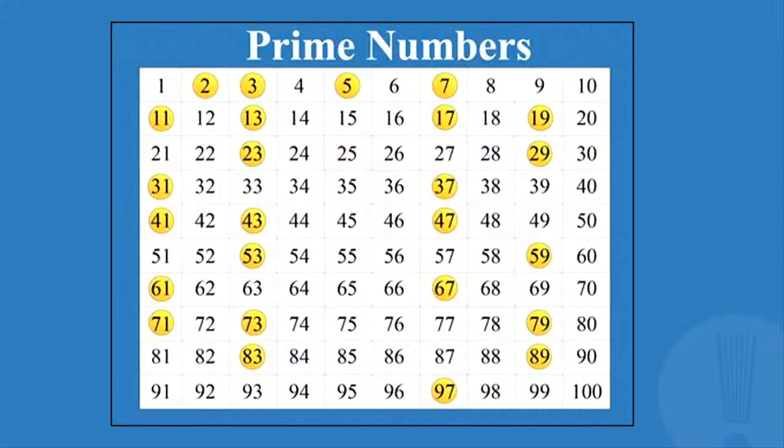So here's a list of all the prime numbers between 1 and 100. You'll notice that none of these can be divided by anything other than 1 and itself. Notice that none of them are even numbers, because all even numbers can be divided by 2, right? So primes are going to be odd, except for the number 2.